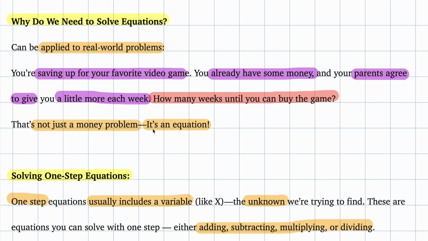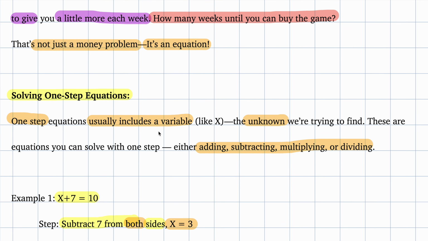Let's jump in. Let's say you're saving up for your favorite video game. You already have some amount of money, and your parents agree to give you a little more each week. The question is, how many weeks until you can buy the game? This is not just a money problem, it's an equation.